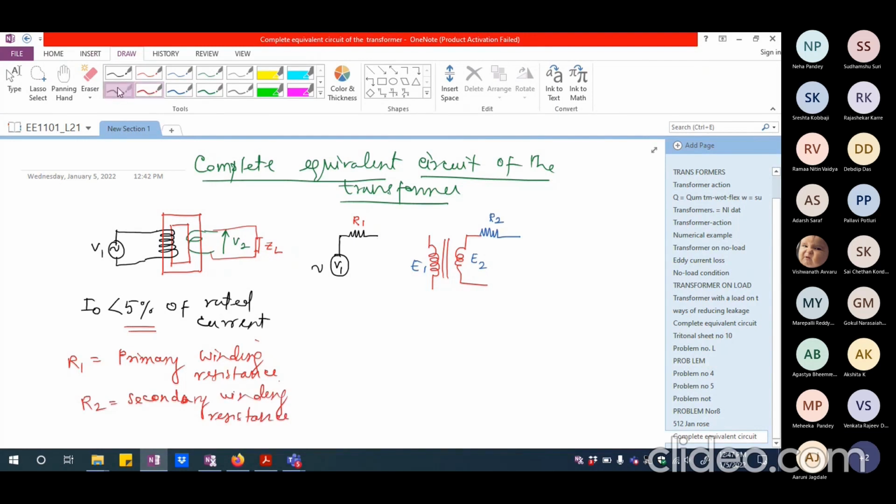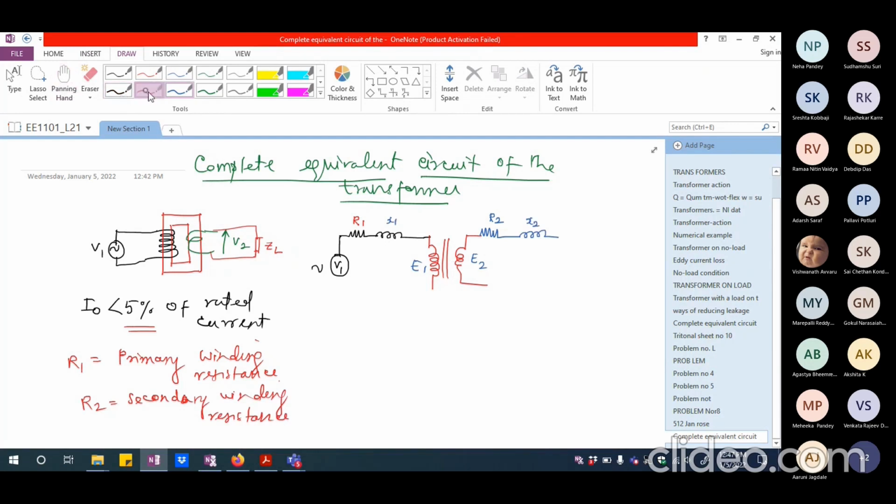apart from this, I definitely have to connect the leakage reactance, which we already talked about, because you cannot eliminate it 100%. So you are going to have a certain amount of leakage reactance for the primary. The same way I should have some leakage reactance for the secondary as well. So I'm going to show X1 here and X2 here.